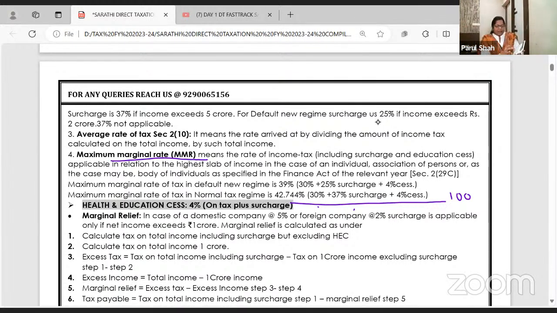Write in the calculator: 100 income into 30%. Tax comes to 30, into 137%, that is 37% surcharge. 41.1 you got, into 104%, that is 4% cess. 42.744% is the highest rate of tax in India. It is called the maximum marginal rate. So make sure there's a beautiful smile on your face in the exam when you see the maximum marginal rate, because you know the concept and it is scoring for you.